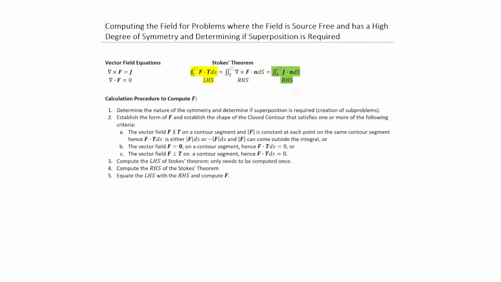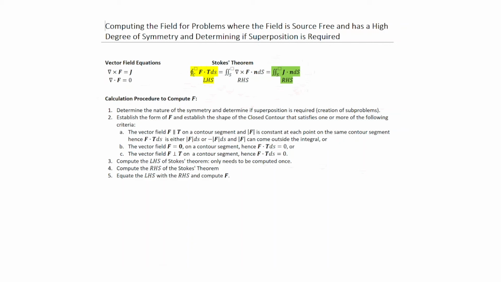One option is that the vector field F is parallel to the tangent vector on a contour segment, and the magnitude F is constant at each point on the contour segment. Hence, F dot dl is either the magnitude F dl or minus the magnitude F dl, and therefore the magnitude F can come outside the integral. Or you're considering the fact that the vector field F equals 0 on a contour segment, hence F dot dl equals 0.